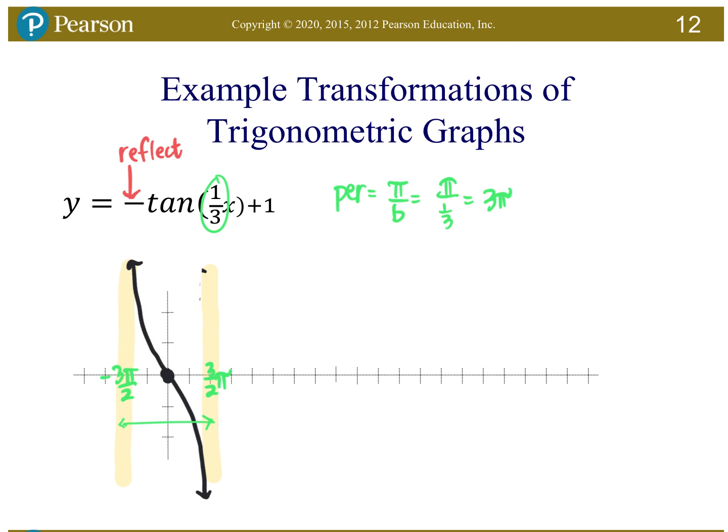Okay, then the only shift we have is a shift up of 1, and so we're moving this up 1, so my graph is going to look like this. All right, so let's talk domain and range.